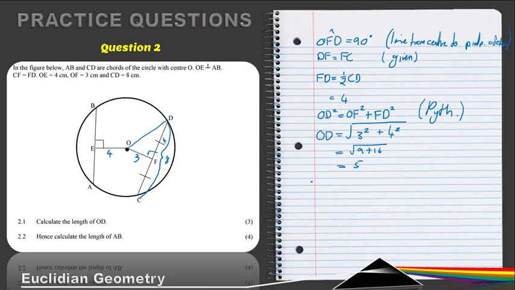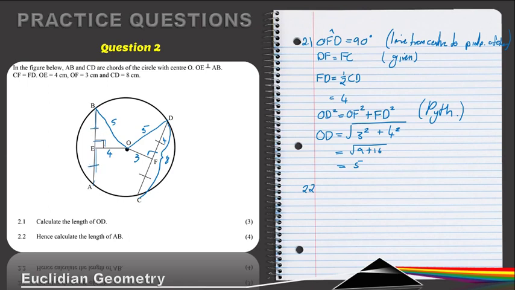Then for 2.2, this was 2.1, 2.2, hence calculate the length of AB. So AB over here, and the first thing we need to always keep in mind is that the radius of the circle is equal everywhere. So if we know this is 5, then my radius over here will also be 5. Right, and then we can see that this line from the center of the circle to this chord is perpendicular, therefore these two are equal.